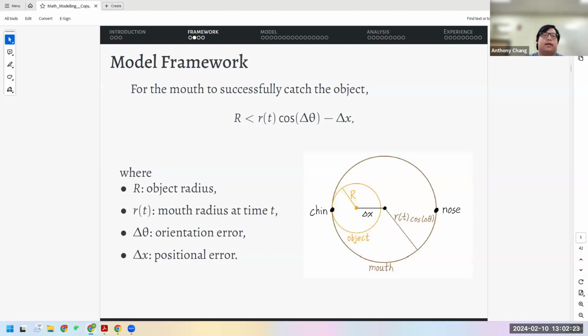For the mouth to successfully catch the object, radius big R must be less than the effective mouth radius, which is composed of the following three parts. The mouth radius denoted by R of t multiplied by the orientation angle error, cosine of theta, and subtract a positional offset delta of x.